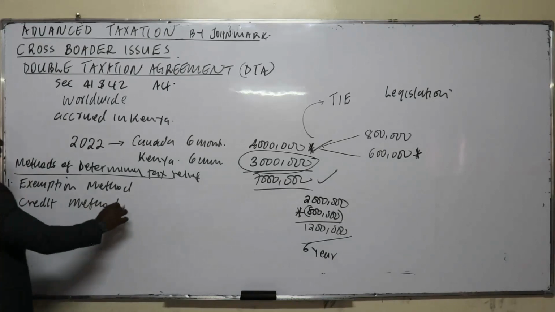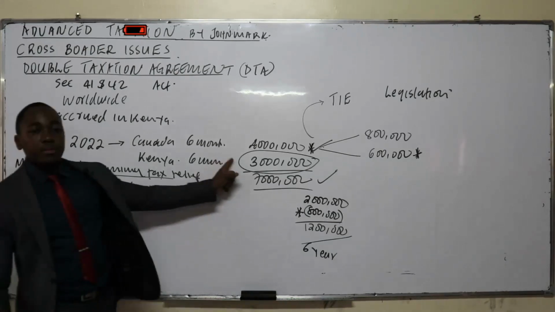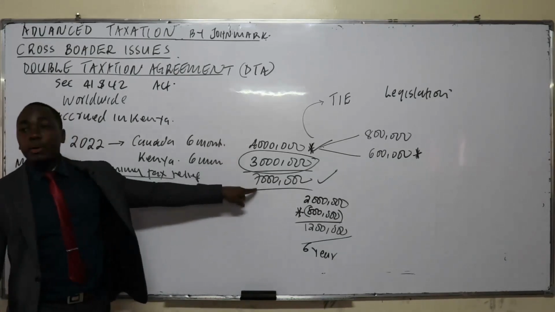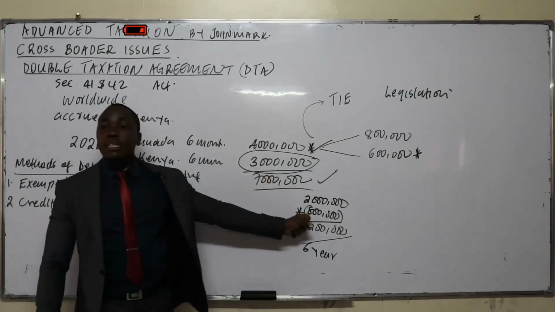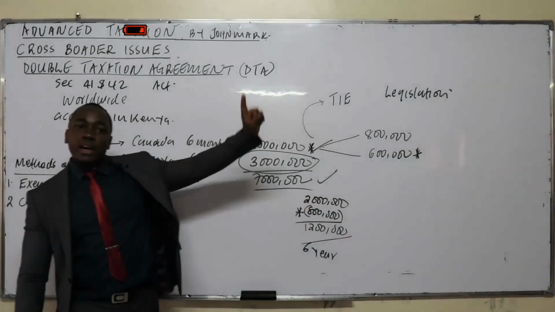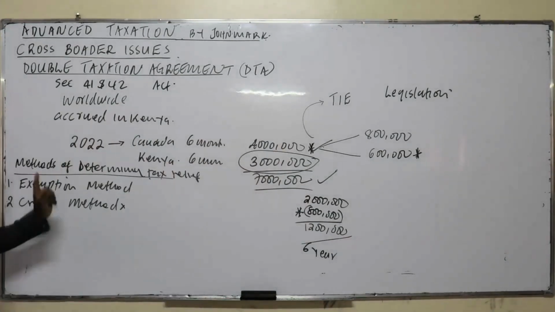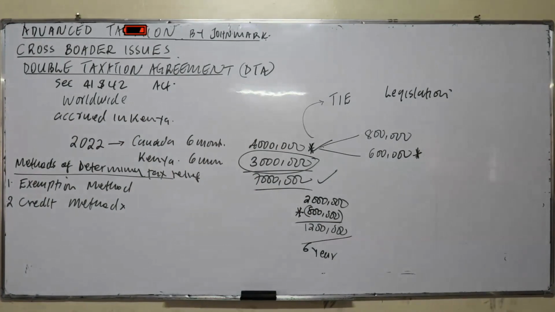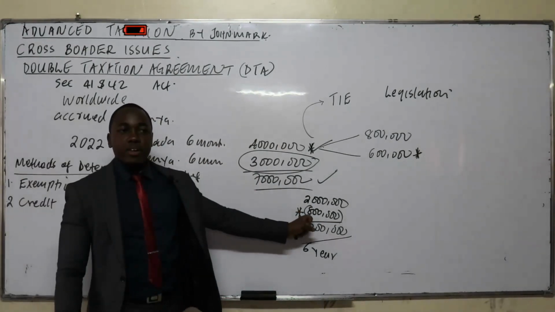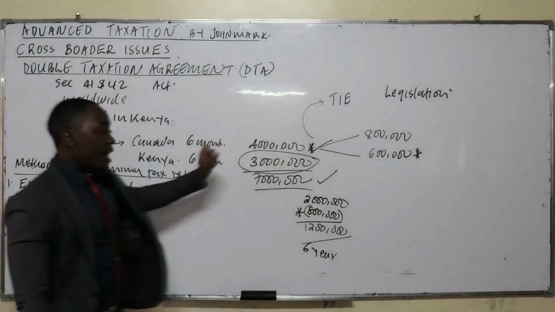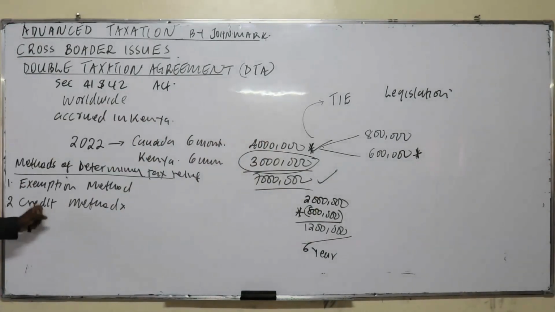Then we have the credit method. Credit is what I have explained here. In this case, they assess the entire amount, the full amount, and then they give you a tax credit for what you had already paid in the other country. So with exemption, the amount earned in the foreign country will not be assessed. With the credit method, you assess the total amount, but you'll only be granted double tax relief for what you already paid in the other country. And this is the method applicable by KRA, the credit method.